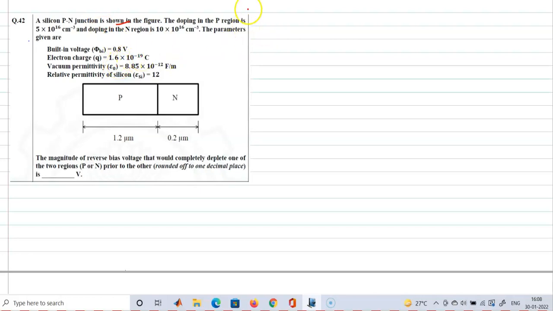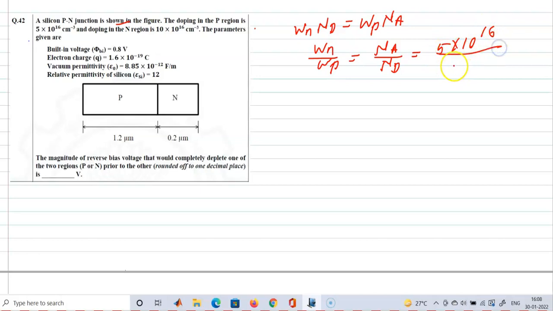That is the relation we know: W_N N_D is equal to W_P N_A. That is W_N upon W_P is equal to N_A upon N_D. What is N_A and N_D? P region is 5 into 10 to the power 16, and your N_D is equal to 10 into 10 to the power 16, so you get 1 upon 2. That is, your W_P is equal to twice of W_N.